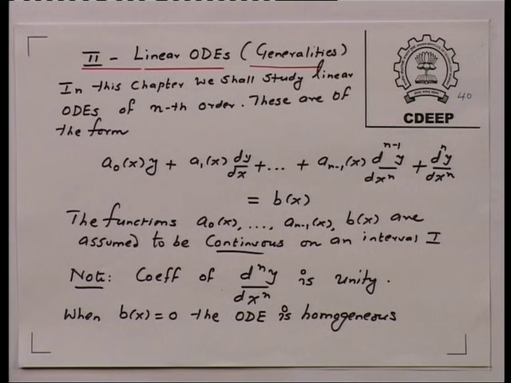Okay. So, the functions a0, a1 up to a_{n-1} and b are assumed to be continuous on some fixed interval on the real line. That is the assumption that we are going to be making. So, you are going to work on a fixed interval of the real line, and on that interval we are going to assume this. The case when b(x) is identically 0, we would call a homogeneous linear differential equation, right. So, this is the setup for the whole chapter.